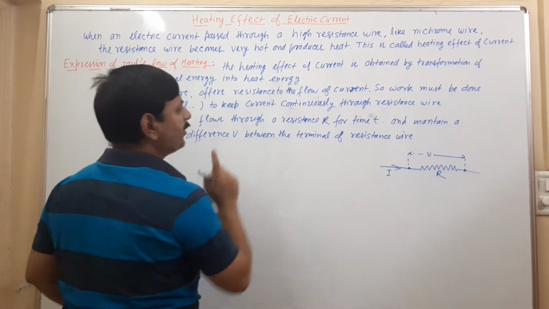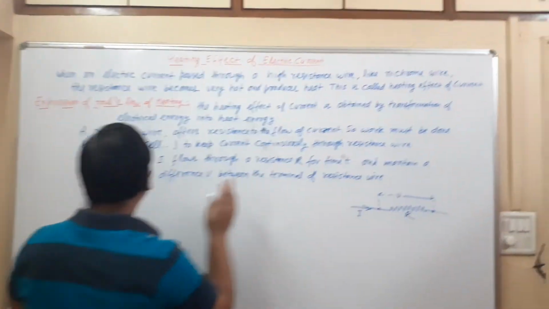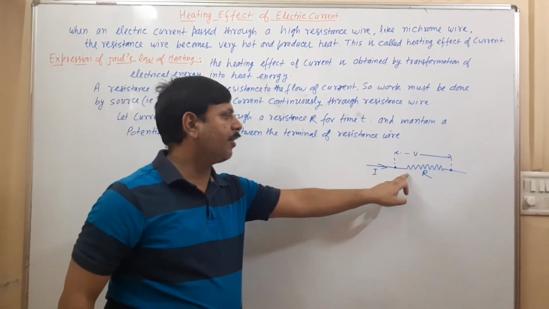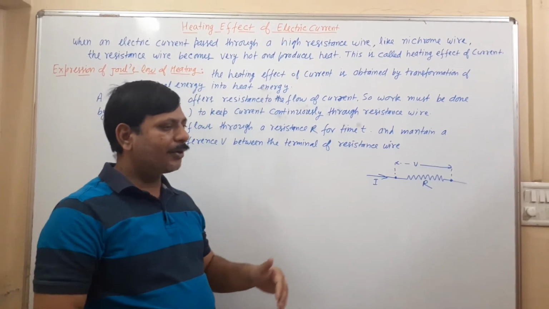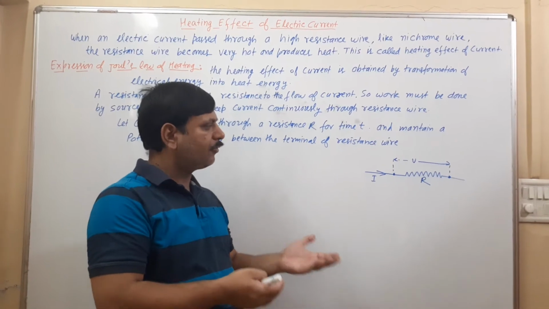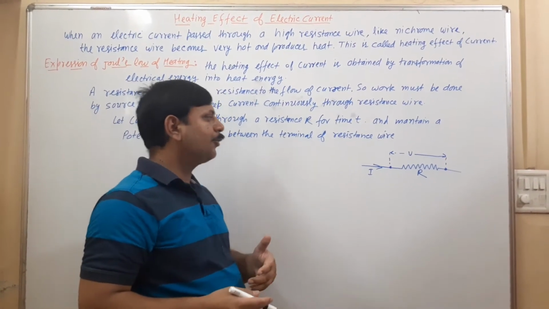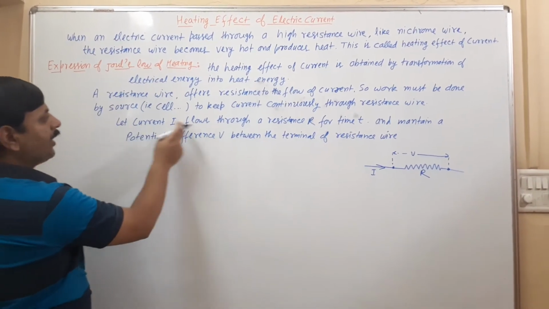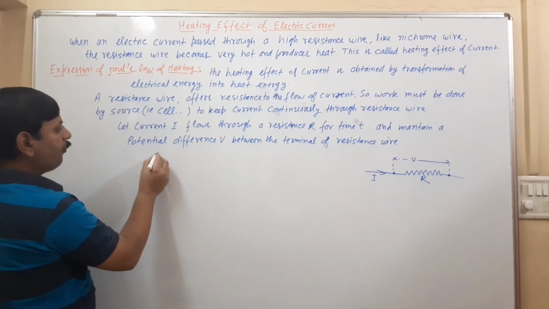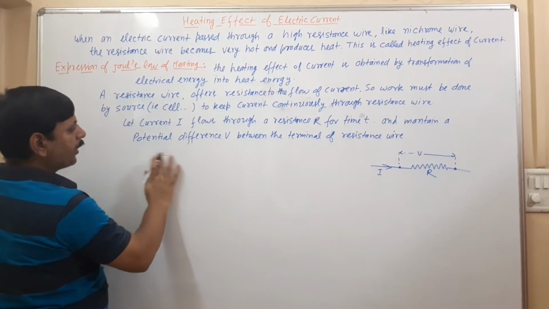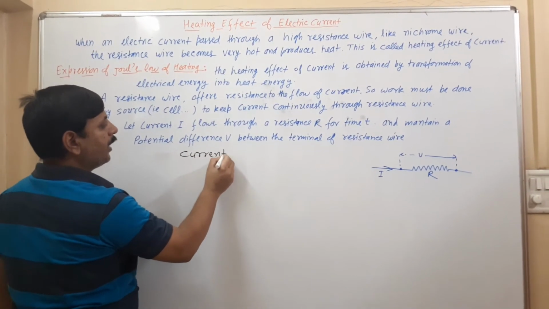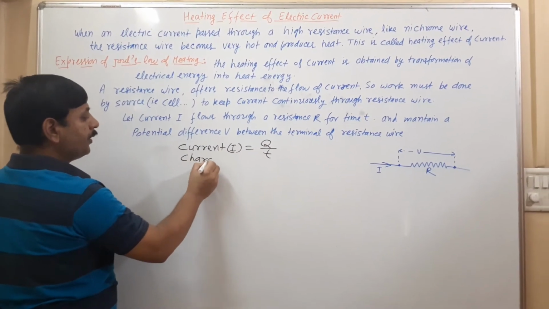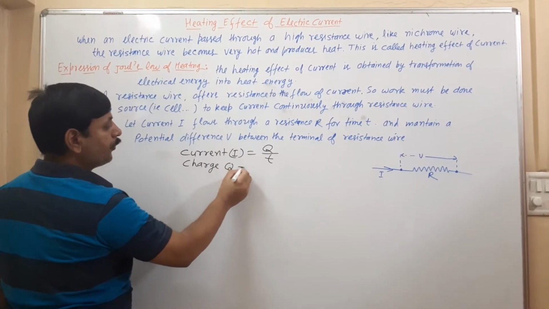Current I flows through a resistance R for time t and maintains a potential difference V between the terminals of the resistance. For continuous flow of current I, the external source has to do some work, and this work done we have to find. So see here, if current I flows through a resistance for time t, what will be the flow of charge? We know current is equal to charge upon t. So charge q is equal to I t.